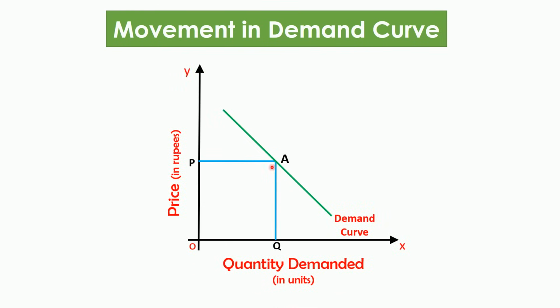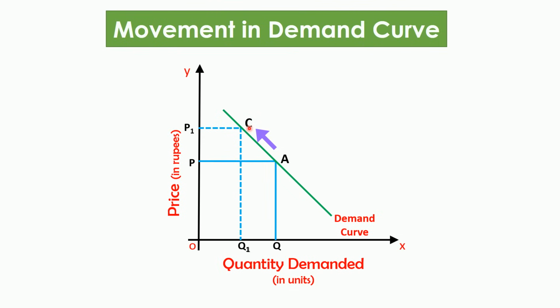So here is a demand curve. P is price, Q is quantity demanded, and A is the equilibrium point. Now, if the price of the product changes from 100 rupees to 120 rupees, then it will affect the quantity demanded and the curve will move upward. As you can see, as the price of the commodity increases, the quantity demanded decreases. So there is an upward movement in demand curve.